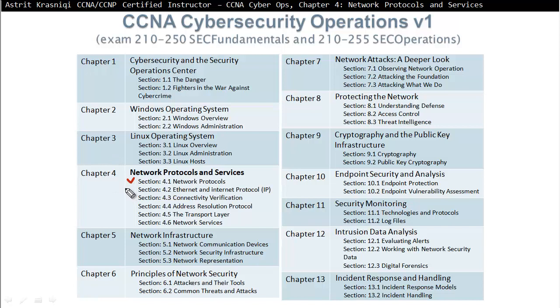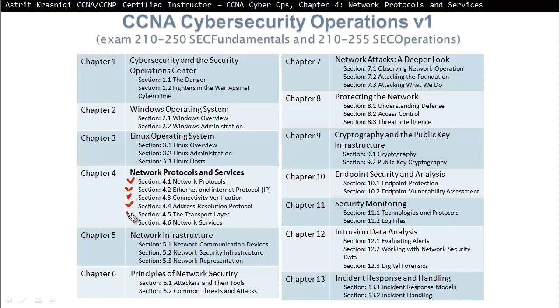Then we move on to section 4.2. In there we talk about layer 2, like Ethernet, what happens in there, as well as layer 3 internet protocol for IPv4 as well as IPv6. Then we move on to connectivity verification. In there we'll be talking about pings, traceroute, and so on, as well as section 4.4. We move on to address resolution protocol, the benefits, and then some security concerns with ARP, as well as IPv6, what do they use instead of ARP.